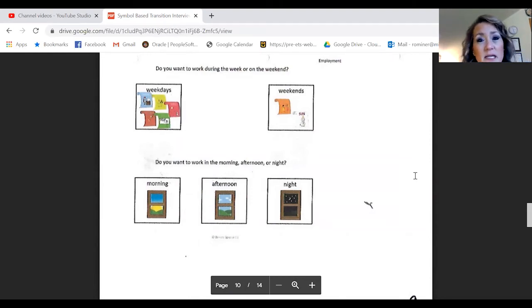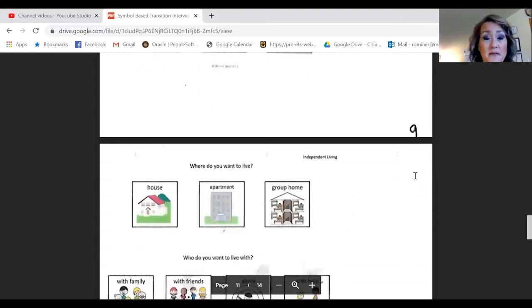Do you want to work the week or on the weekend? That's kind of a tougher question. Usually that is more based on what a family's used to doing. But you can always just ask and see what they say. Do you want to work in morning, afternoon, or night? Another way to look at this is, do they have trouble waking up in the morning? Do they kind of struggle to get going? Or are they sleepy at night? You know, just those kinds. Some people are night owls. Sometimes that works for them.